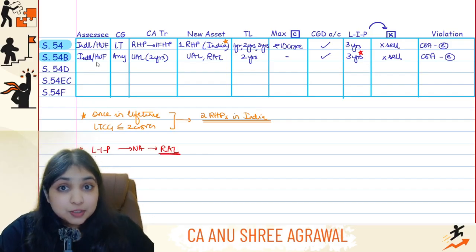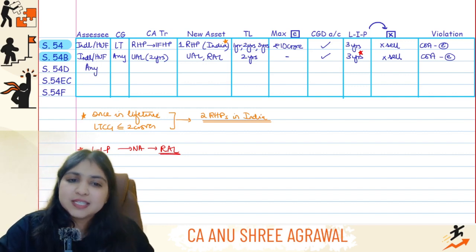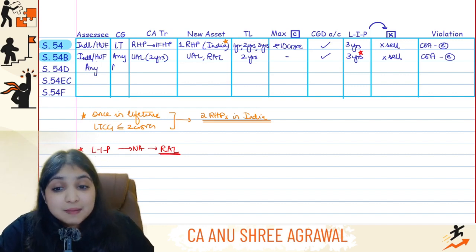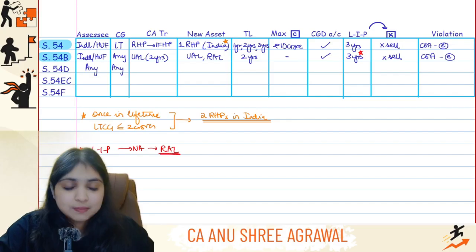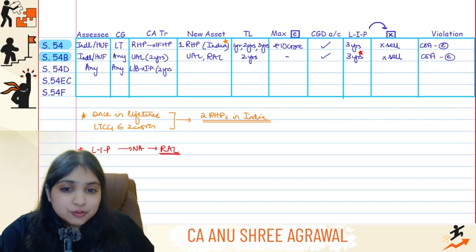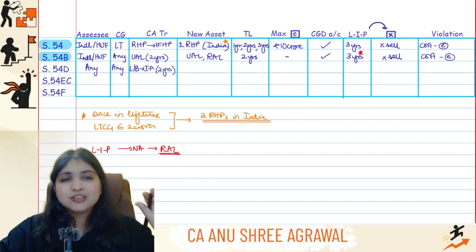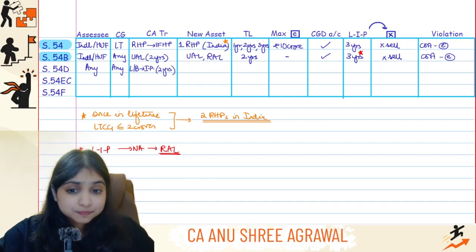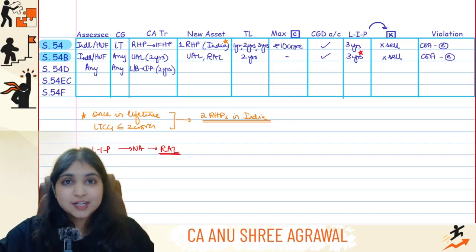In section 54D, the most unique point is that the assessee can be any kind of assessee, doesn't matter. Here, capital gains can be any kind of capital gains, long term, short term, doesn't matter. However, what is the capital asset you're transferring? You're transferring a land or a building which was used for industrial purposes for at least the last 2 years. Minimum for the last 2 years, this land or building should have been used for industrial purposes.